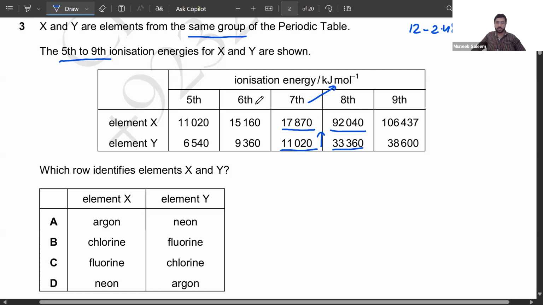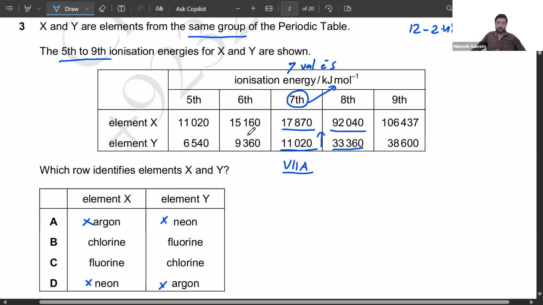It indicates that both elements X and Y have the 7th ionization energy to be the lowest. That indicates 7 valence electrons. So there are 7 valence electrons in both elements X and Y, which means X and Y cannot belong to the noble gases, which have 8 electrons. That means they must be present in group 7A.